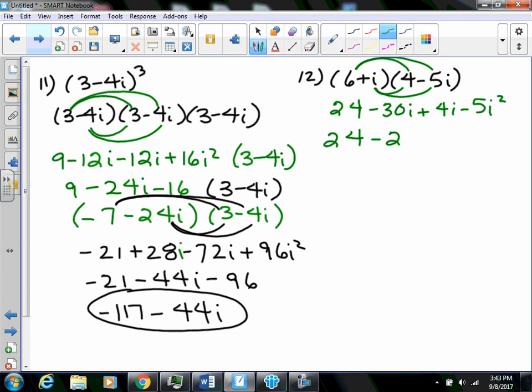That shouldn't be a 2. Let me go back. Up here in this step, 24 minus 30i, negative 30i plus 4i is a negative 26i, then plus 5. Now when I combine like terms, that's 29 minus 26i.